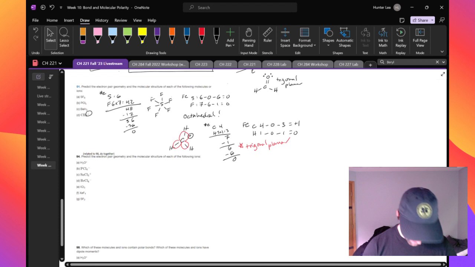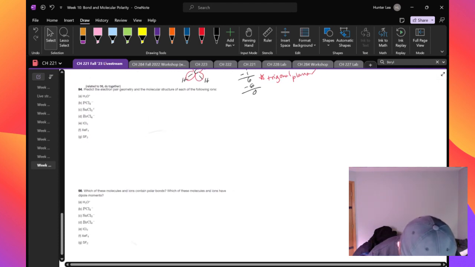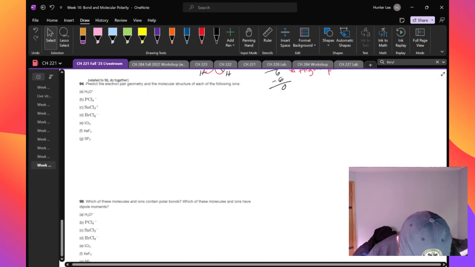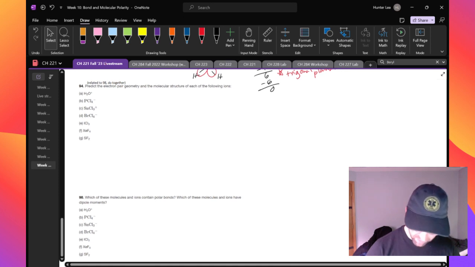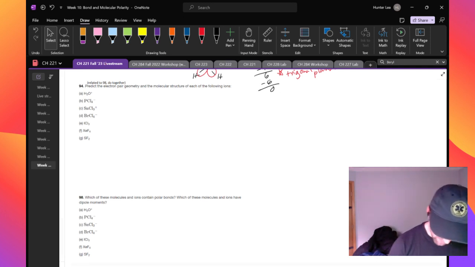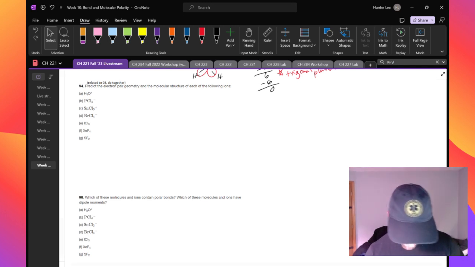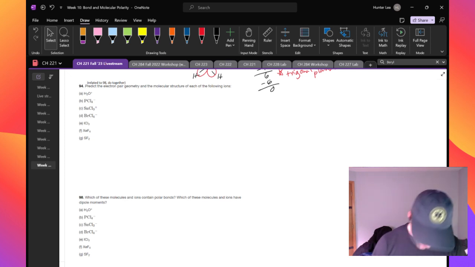We have a couple minutes left. We can just do this first one. Question 94 and 98 are related to each other, so we can kind of do them at the same time. We want to predict the electron pair geometry and the molecular structure of each of the following ions, and which of the molecules and ions contain polar bonds, which of these molecules and ions have a dipole moment.